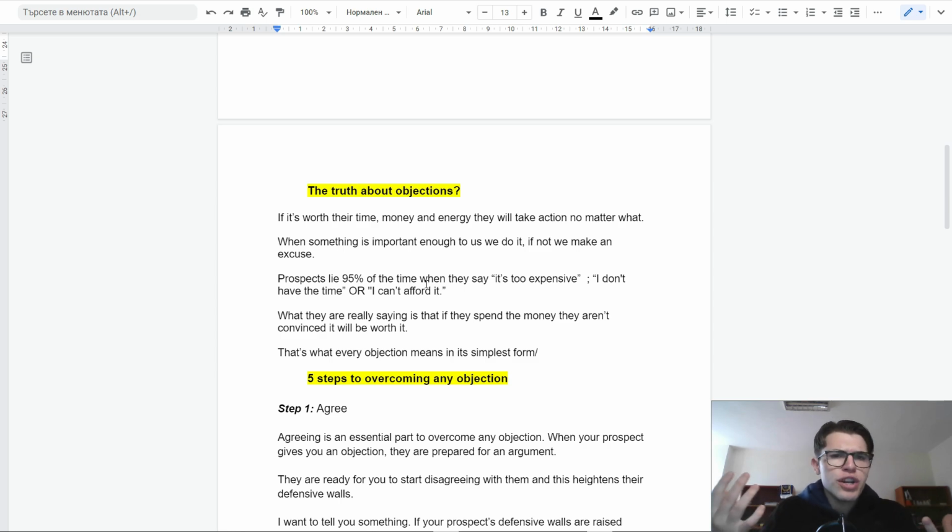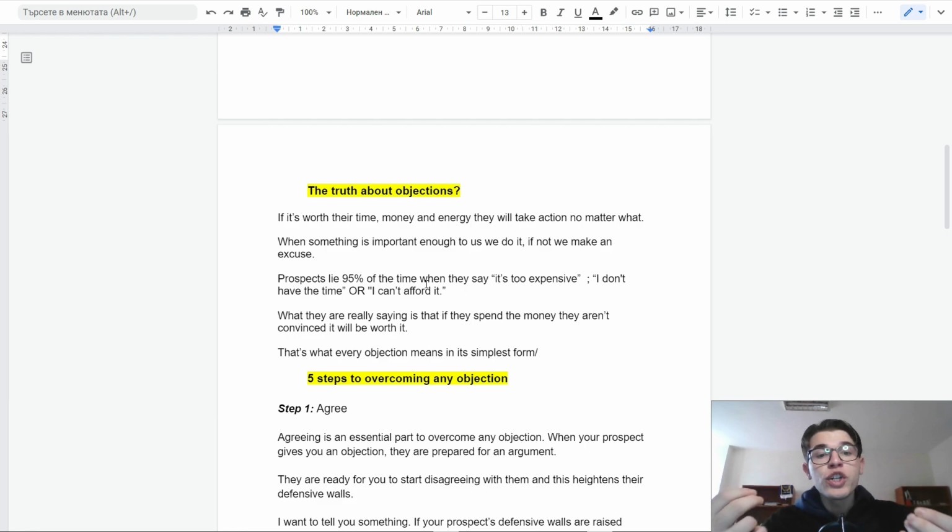And the truth about objection handling is, if it is worth their time, money and energy, they will take action no matter what. When something is important enough for us, we will not make an excuse to get that thing. Again, prospects lie 95% of the time when they say, it's too expensive, I don't have time, or I can't afford it. What they're really saying is that if they spend the money right now, they aren't convinced that it will be worth it and they will have a return of the investment in the future. That's what every objection means in its simplest form.